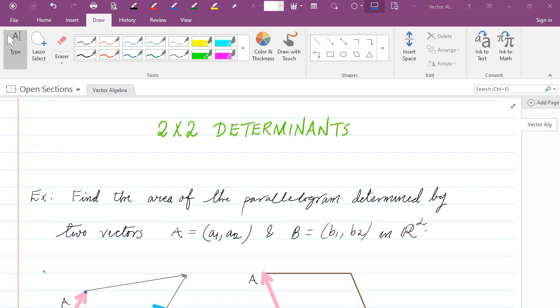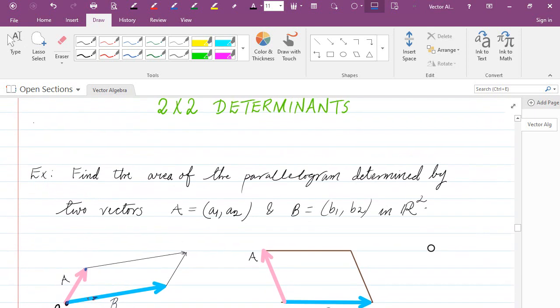Welcome. We will be looking at 2 by 2 determinants. So we will be defining this 2 by 2 determinant, and we will see how the 2 by 2 determinant comes about when we try to answer the following question.